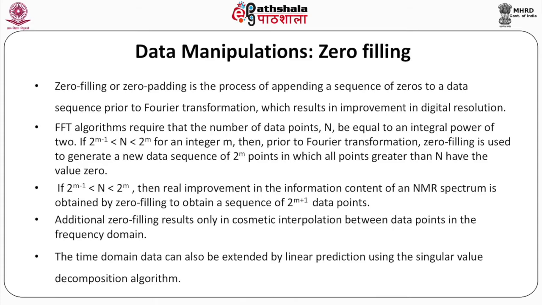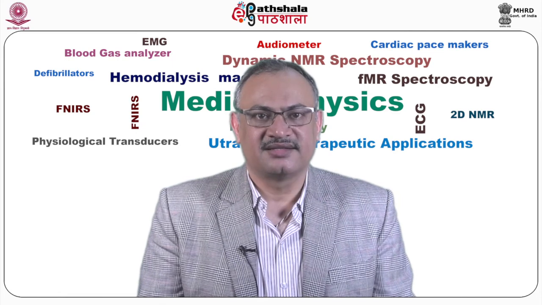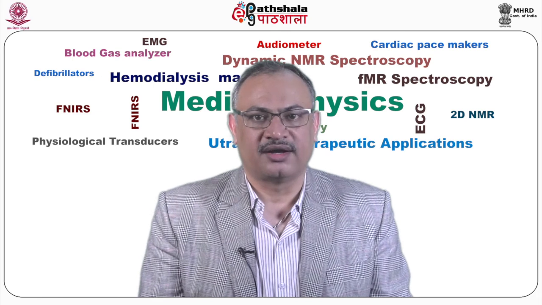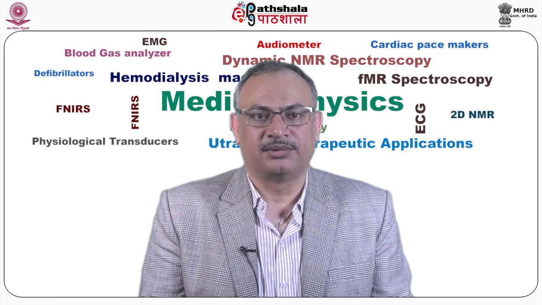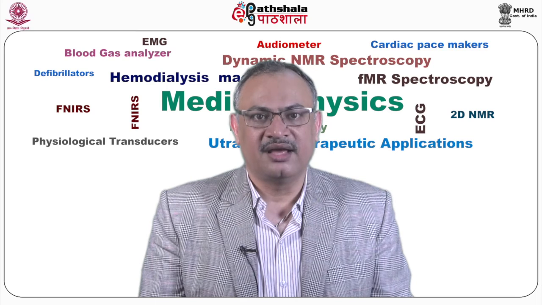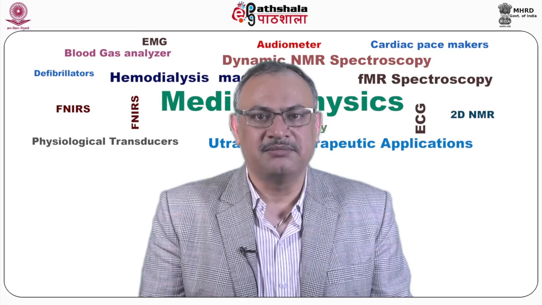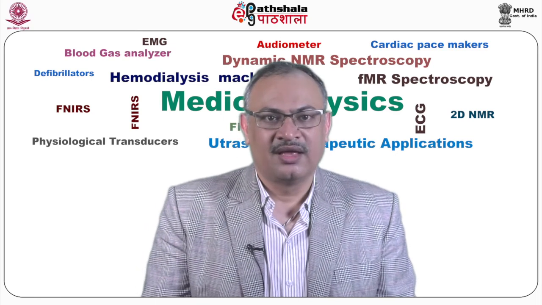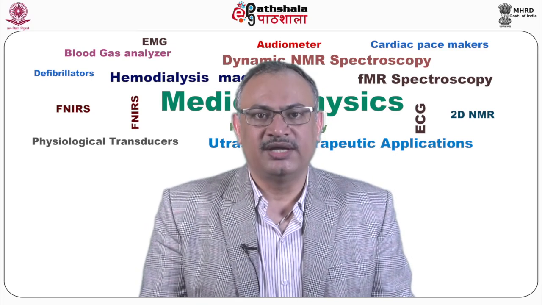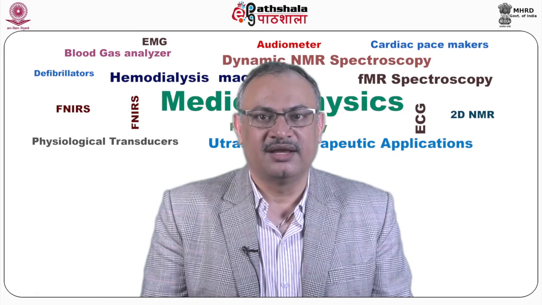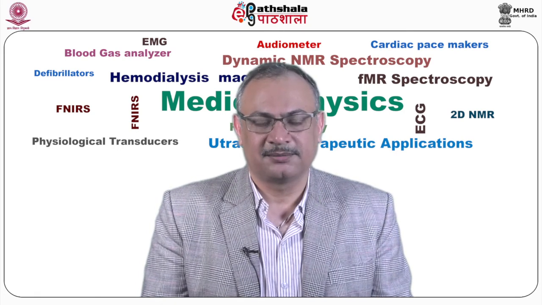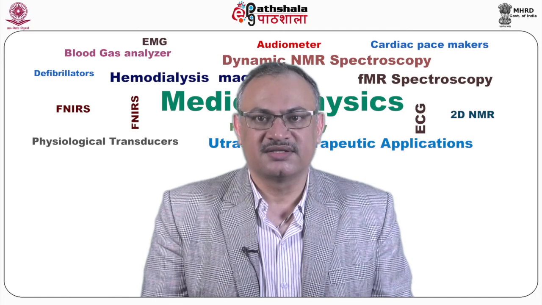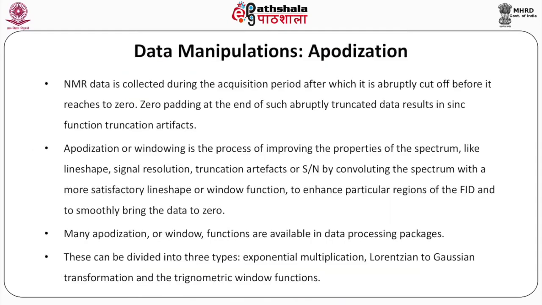If 2^(m-1) is less than n is less than 2^m, then real improvement in the information content of an NMR spectrum is obtained by zero filling to obtain a sequence of 2^(m+1) data points, that is twice the number of data points. Additional zero filling results only in cosmetic interpolation between data points in the frequency domain. The time domain data can also be extended by linear prediction using the singular value decomposition algorithm.